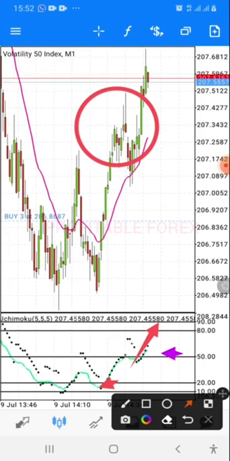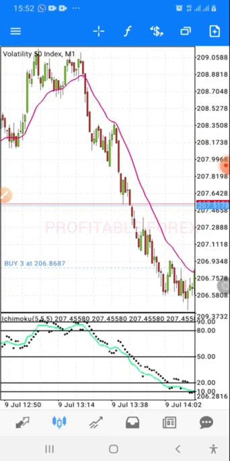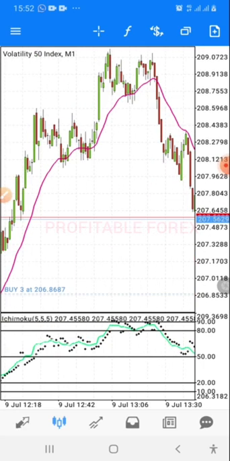Okay guys, so this strategy is used for all the volatility indices, all of it. Volatility 75, volatility 10, 100, 25. Any of the volatility indices, it works perfectly, very well.